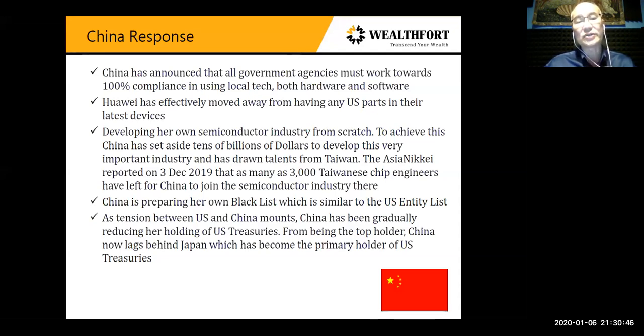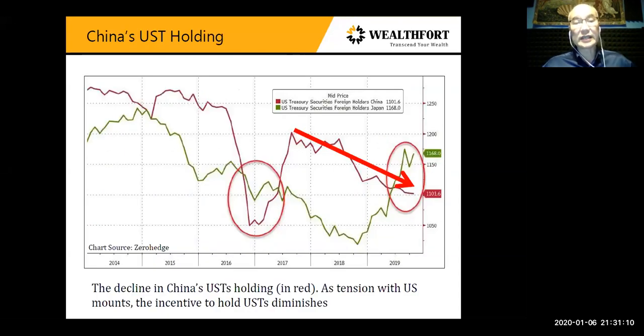Now, as tension between the US and China mounts, China has been gradually reducing her holding of US treasuries. From being the top holder, China now lags behind Japan, which has become the primary holder of US treasuries. So China's mind is, why should I finance a country that is increasingly a threat to her own security? You can see here the decline in China's US treasury holdings in red. As tension with the US mounts, the incentive to hold US treasuries diminishes. Again, it's trending down. Last time it came down, then China bought back some, but it's trending down again.